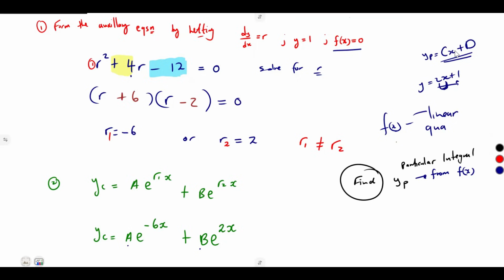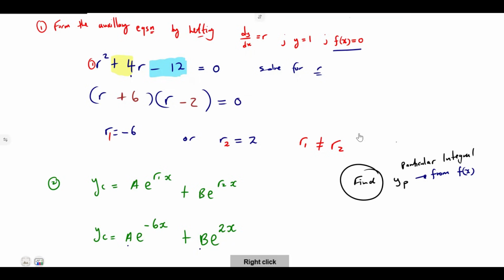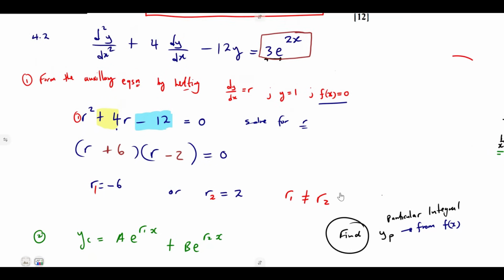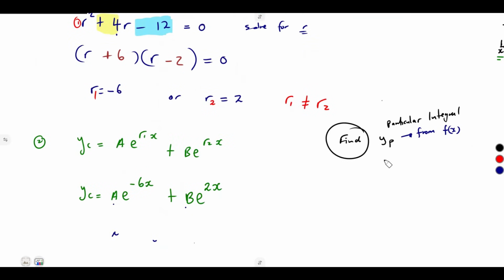But in this case, it is not a linear. I'm just giving you an example. It's not a linear. But I'm just saying your f of x. So our f of x is what? An exponential, which is this one. All right. To the exponent, f of x is 3 to the exponent of 2x.